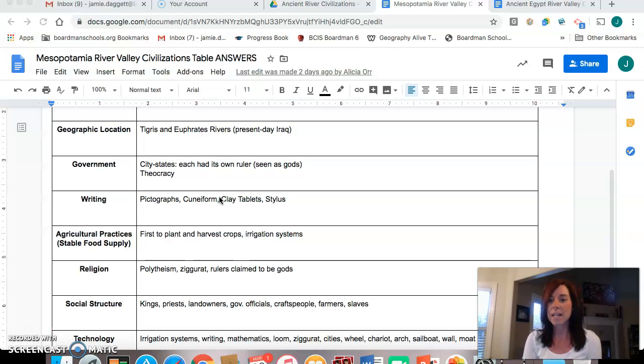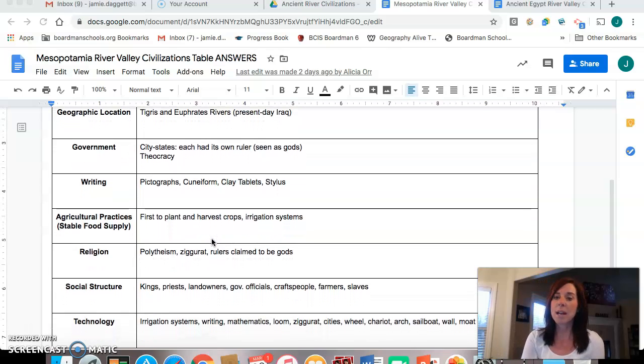Writing, do you remember the cuneiform? We practiced that in class. They came up with the clay tablets and the stylus to write on. For their stable food supply, they're the ones who came up with the irrigation systems. They figured out how to get that water to the land. Remember how basic and simple they were when they first started? They dug ditches in the ground, allowing water to travel. Those 4 parts to the irrigation system: the levees, the canals, the dams, and the reservoirs.